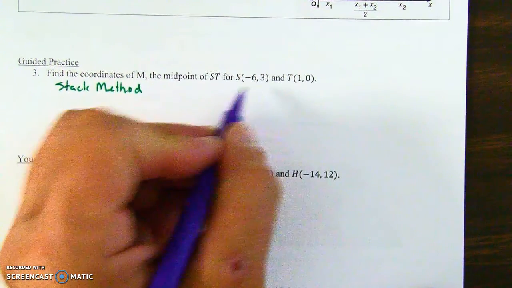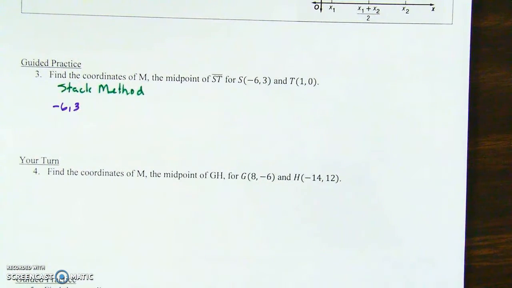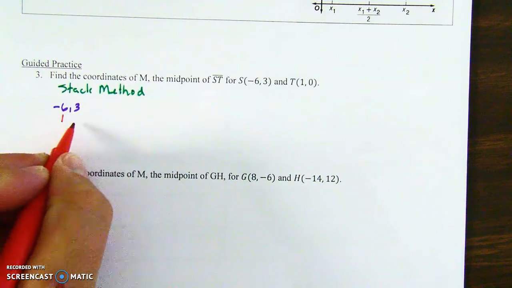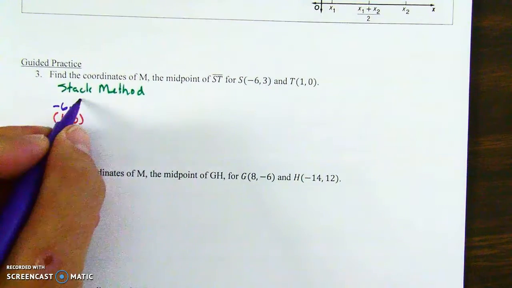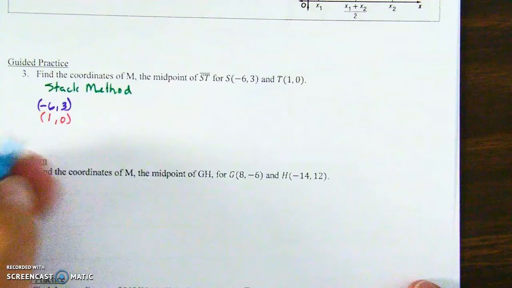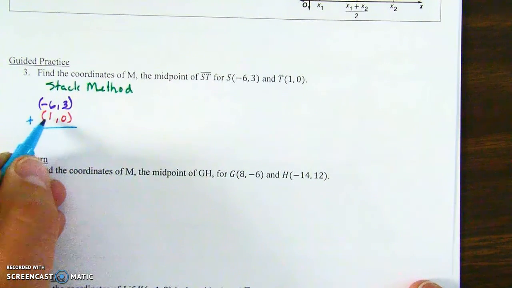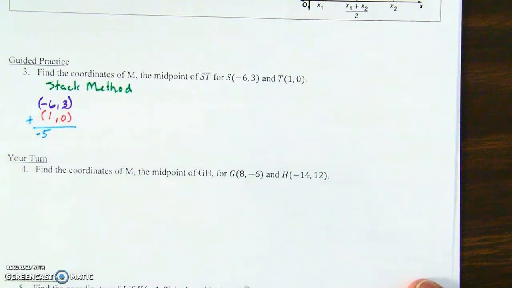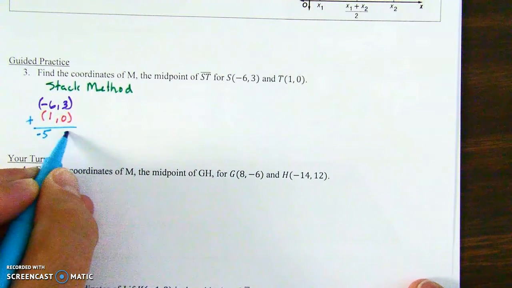So let's go ahead and take (-6, 3). Then we're going to take the second point and put it just right underneath it, which is (1, 0). I forgot to put the other one in parentheses. What are we going to do now? We're going to add these up just like we did before. So negative 6 and 1 add up to be negative 5. And then 3 added to 0 is going to be 3.